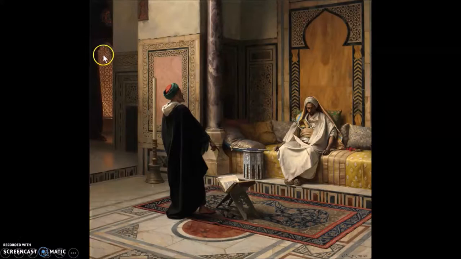Look at the floor and the tiles of the floor with these splendid geometrical patterns and designs. Look at the carpet. I consider this one also one of the finest and most beautiful pieces of Ludwig Deutsch.